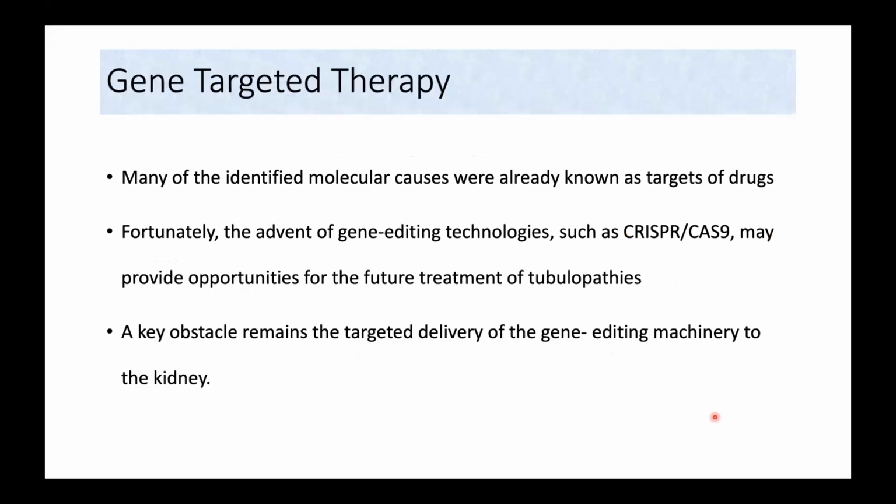So most inherited tubulopathy would have better kidney function if we could repair the defect genetically. So far, clinical trials of gene editing mostly addressed hematological and immunological disorders. But fortunately, the advancement of gene editing technologies creates a window for the treatment of inherited tubulopathy. But the key obstacle still remains the targeted delivery of the gene editing machinery to the kidney.